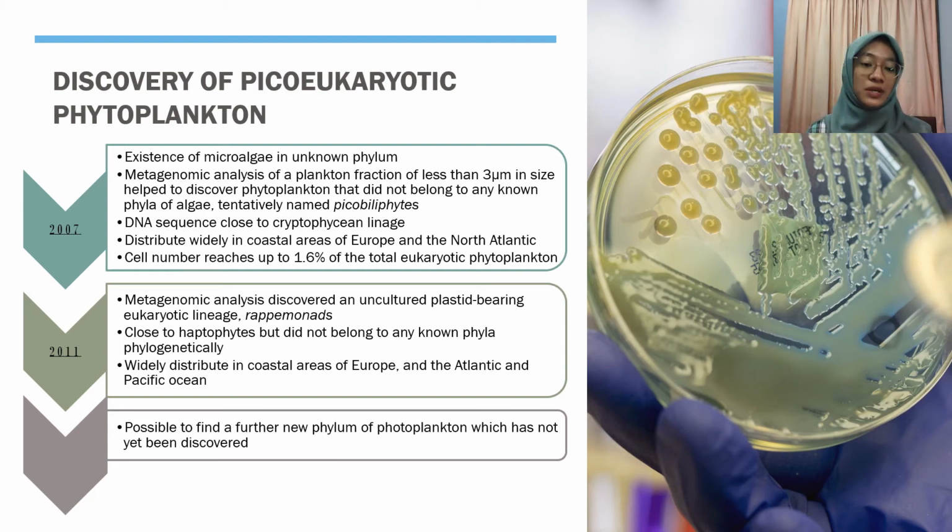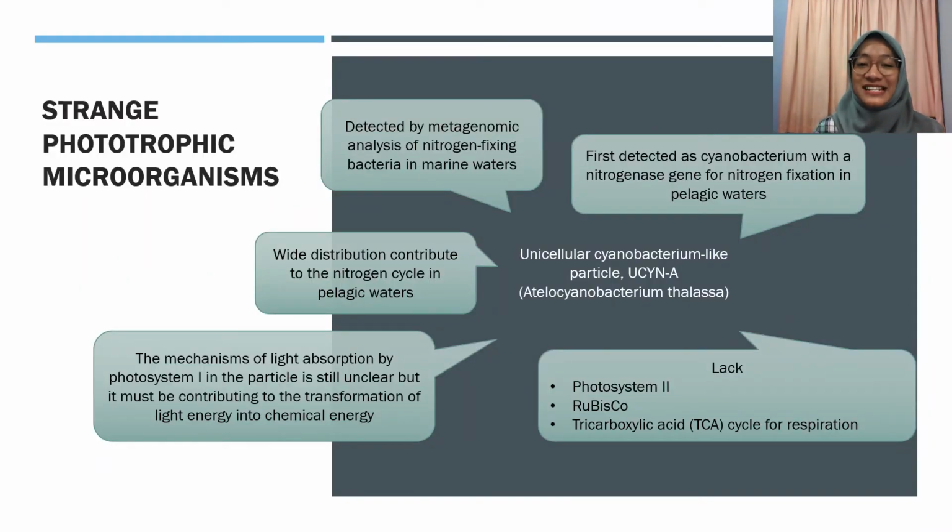The accumulation of knowledge in the diversity of phytoplankton, including unknown ones, might contribute to a better understanding of primary production in the marine environment. This strange phototrophic microorganism is actually a unicellular cyanobacterium-like particle, also known as UCYN-A, which has also gained its name, Atelocyanobacterium thalassa. This UCYN-A was first detected as a cyanobacterium with a nifH gene for nitrogen fixation in pelagic waters. It was detected by metagenomic analysis of nitrogen-fixing bacteria in marine waters. The wide distribution of UCYN-A contributes to the nitrogen cycle in pelagic waters.